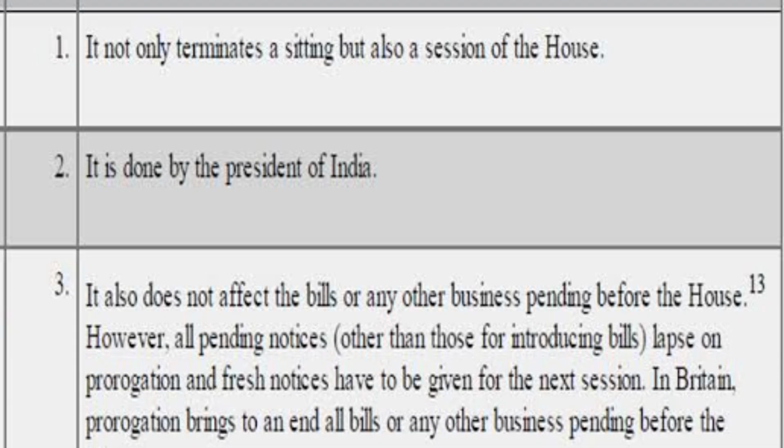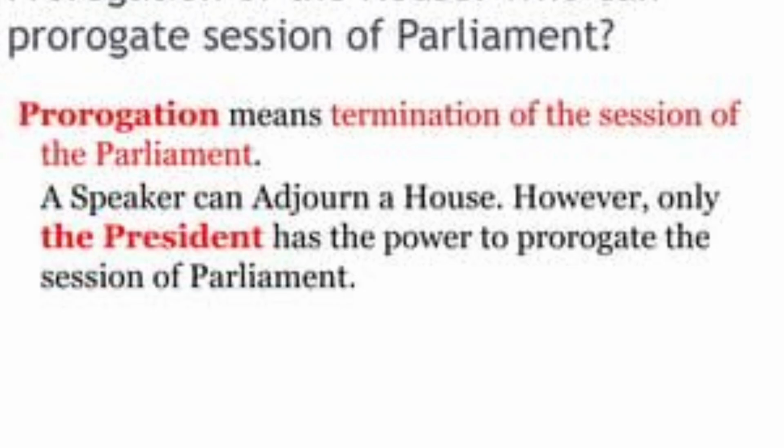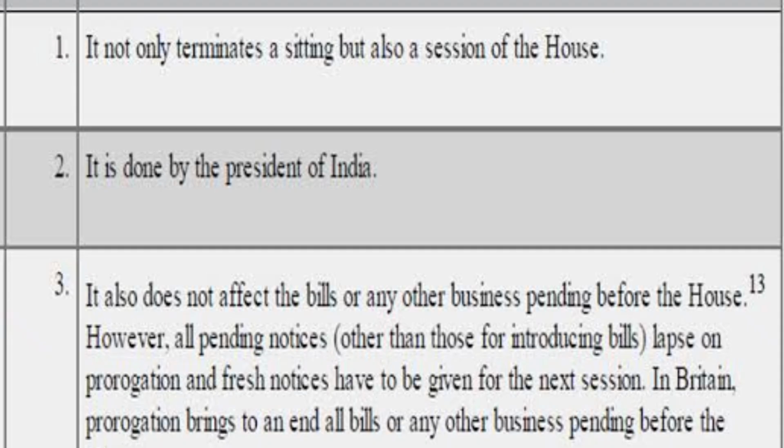Prorogation. Prorogation is done by the President. The President issues a notification for prorogation of the session. Prorogation is not just terminating a sitting, it is terminating an entire session. Bills do not get affected during prorogation, but notices pending before the House lapse and fresh notices should be given for the next session.